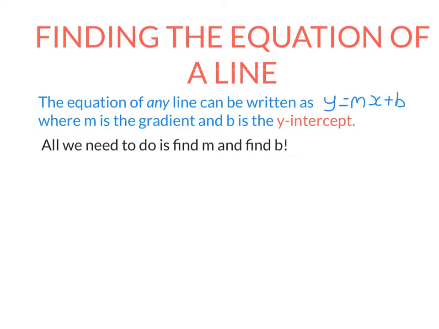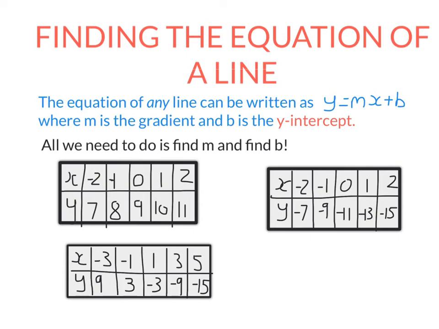We'll start with a table of values. So here we have 3 tables of values. For each of them, we will find the equation that links x and y. Let's start with this one here. So all I need to do to calculate the equation is find m and find b. We know how to find m. We did that in a previous lesson. M is the gradient. It's the number by which y increases each time x goes up by 1. So you can see that y is going up by 1 each time x is going up by 1. So that means that the gradient here is 1.